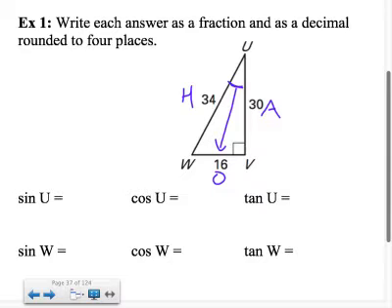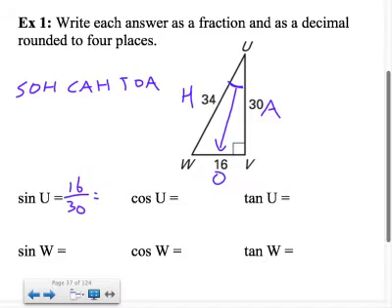So the sine, remember, S-O-H. I scrolled down a little bit far, but I'm just going to sketch this down here, write down the acronym. So sine is opposite over hypotenuse. Well, the opposite is 16. The hypotenuse is 30. I'm going to reduce that down. Okay, 2 goes into 16, 8. 2 goes into 30, 15, not 30. There's the sine of U.